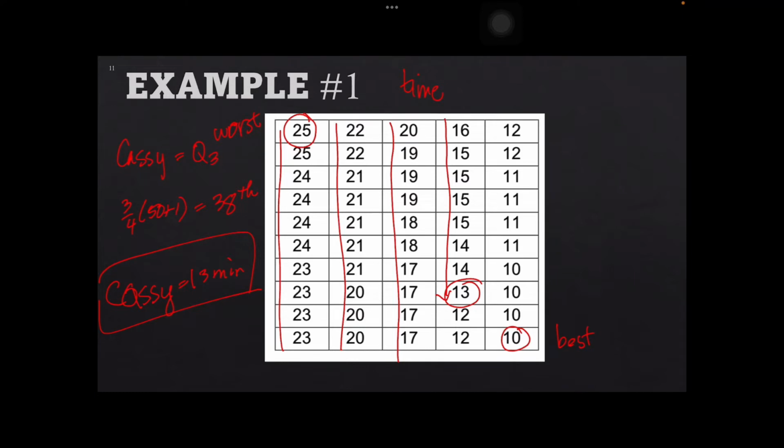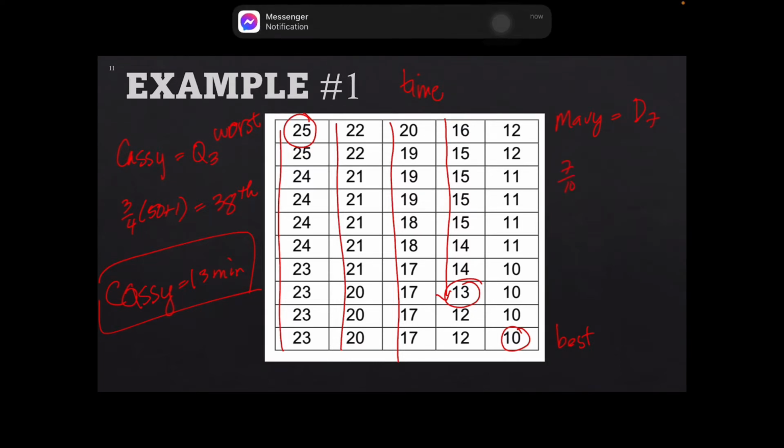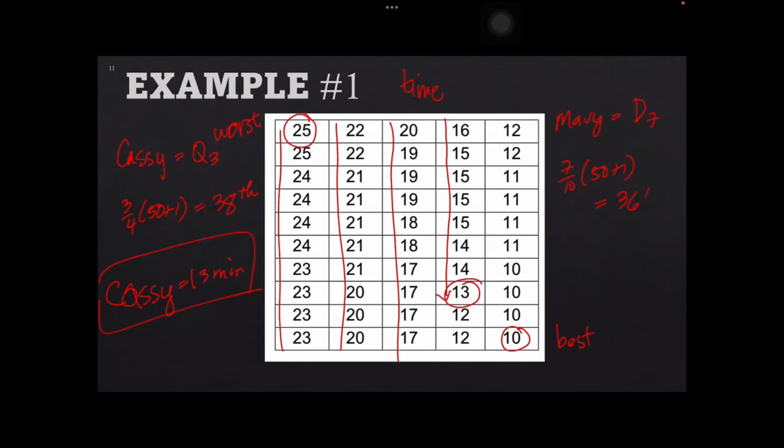So, susunod naman ngayon, we have Mavi. Si Mavi po, alam natin na siya ay nasa 7th decile. So, gamitin natin yung 7th decile formula natin. That's 7/10 times 50 plus 1. So, if we're going to calculate this and round it off, ang makukuha po natin ay 36th.